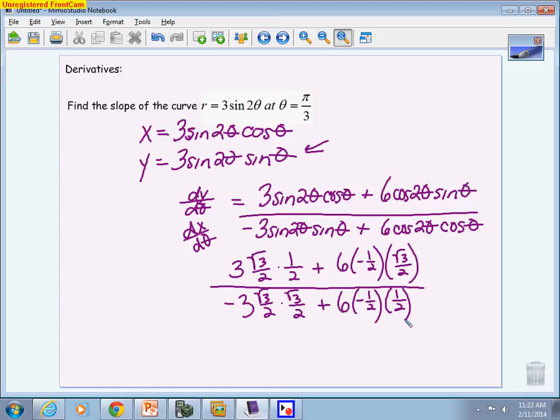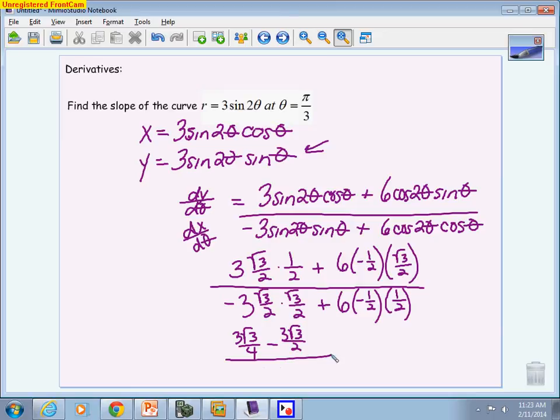At this point, I'm going to simplify. Again, you could do a lot with your calculator, but I want to show you this one gets really neat without really relying on a calculator that much. Obviously, it's a lot of arithmetic. The first fraction, I'm going to have 3 radical 3 over 4 minus, because I have a negative in the next term, 6 times a half is 3, so I get 3 radical 3 over 2.